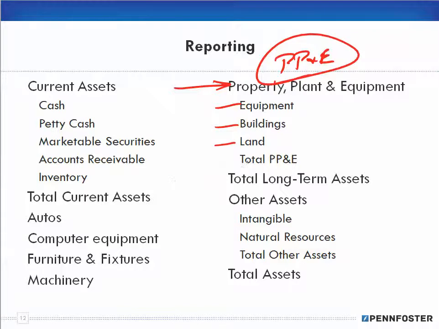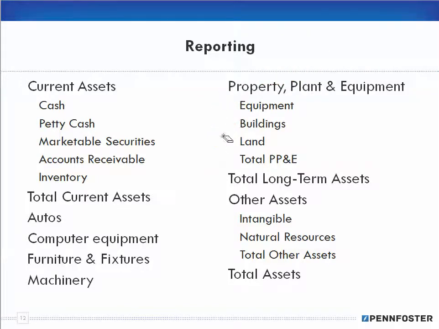Obviously, it takes a lot longer to sell off the buildings and the land than it does to sell off furniture or a car or computer equipment. So those are our long-term assets. After our long-term assets, we start dealing with our other assets, which are intangible assets and natural resources. They give us a total of other assets, and then of course our current plus our long-term plus our other gives us our total assets.